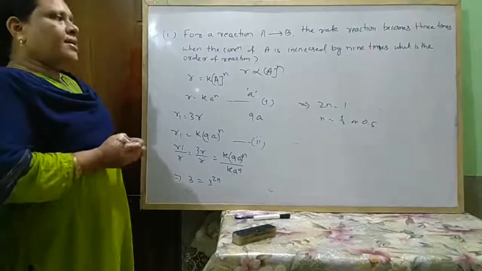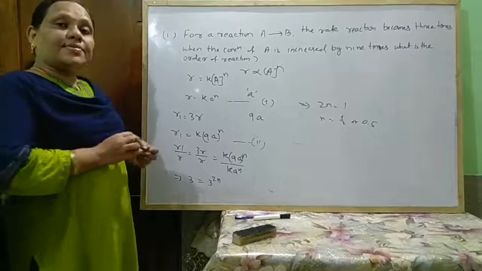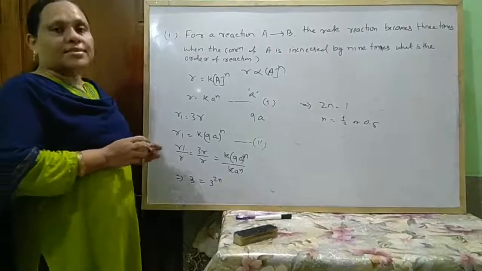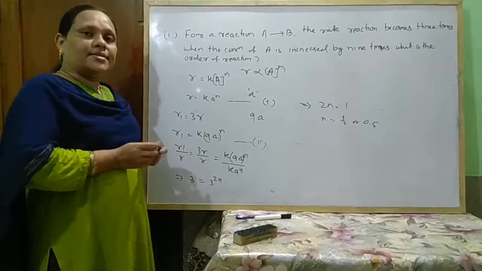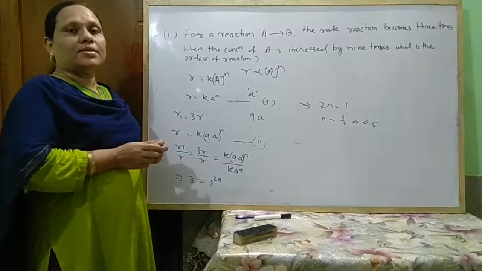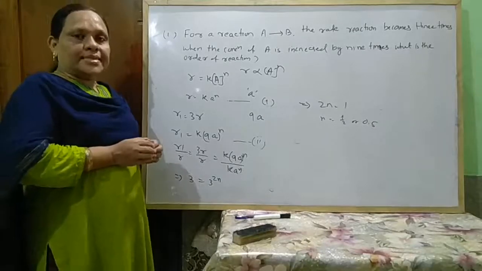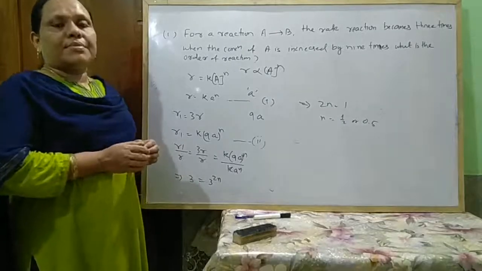Okay. Next, another case: in which case do the rate constant and rate of reaction have the same unit? That is, for a zero order reaction, the rate constant and rate of reaction have the same unit, that is mole liter inverse second inverse. So for today, up to this. Next, we'll discuss another part of chemical kinetics.